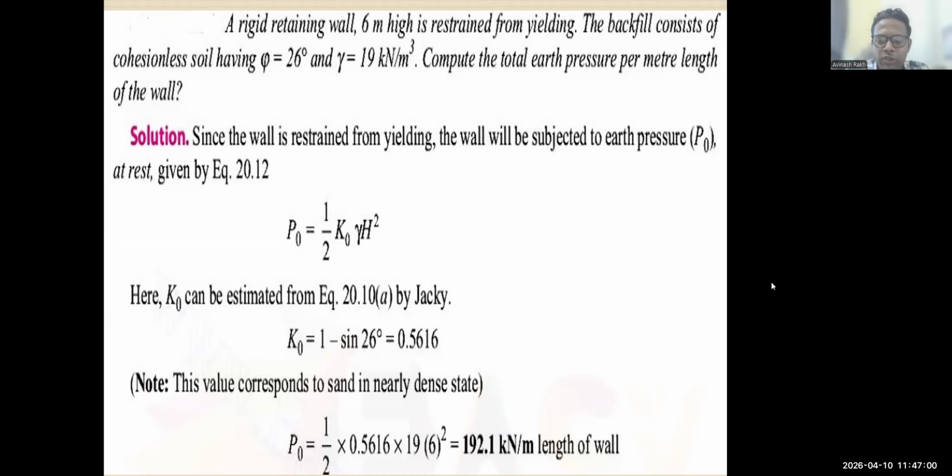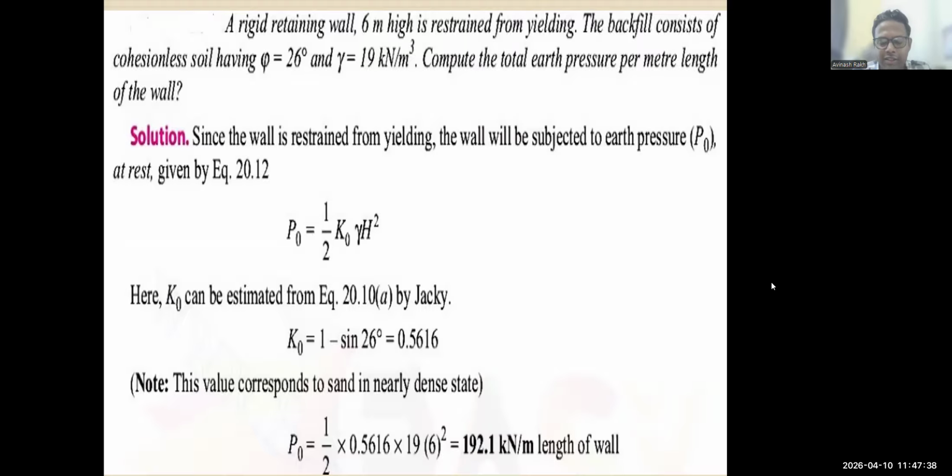Just now we have seen the formula for P0. Since the wall is restrained from yielding, the wall will be subjected to earth pressure at rest. The height is 6 meter and the unit weight gamma is 19 kilonewton per meter cube. The formula is P0 equals 1 by 2 K0 gamma H squared, where P0 is the earth pressure at rest, K0 is the coefficient of earth pressure, gamma is the unit weight, and H is the height. K0 can be calculated by using Jaky's equation. Jaky is the name of the scientist who gave the formula to calculate K0.